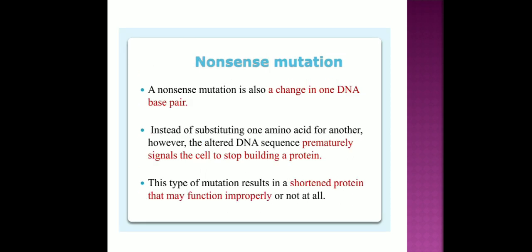So next we are going to learn nonsense mutations. Nonsense mutation means sometimes a mutation produces a base sequence that does not code for any amino acid. In such cases, termination of protein synthesis occurs at that point. This type of mutation is called a nonsense mutation or chain terminator mutation. There are three kinds of nonsense mutations: amber, ochre and opal.